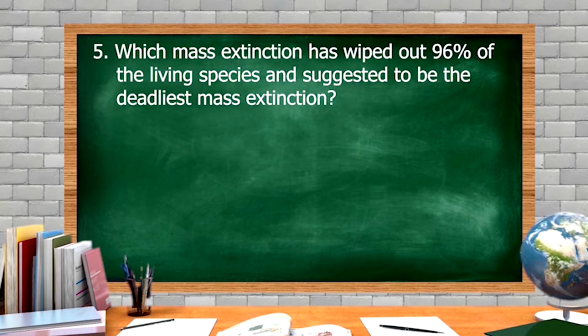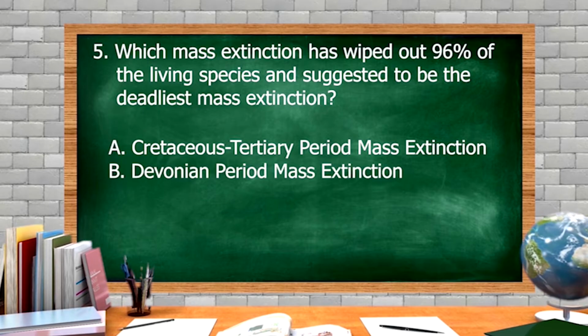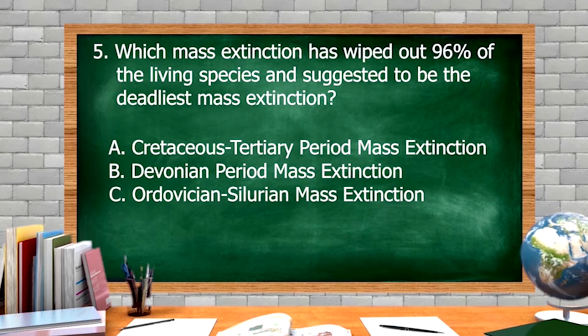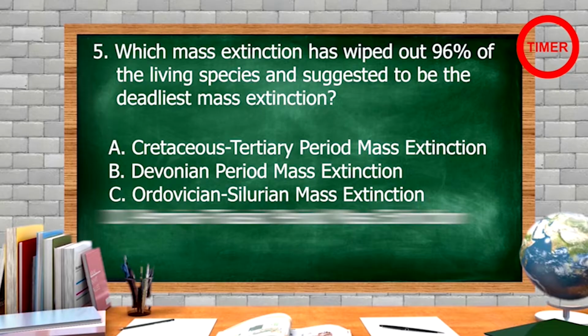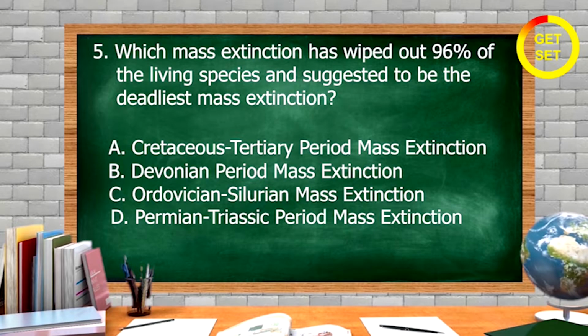Question 5. Which mass extinction has wiped out 96% of the living species and is suggested to be the deadliest mass extinction? A. Cretaceous-Tertiary Period mass extinction. B. Devonian Period mass extinction. C. Ordovician-Silurian mass extinction. D. Permian-Triassic period mass extinction.